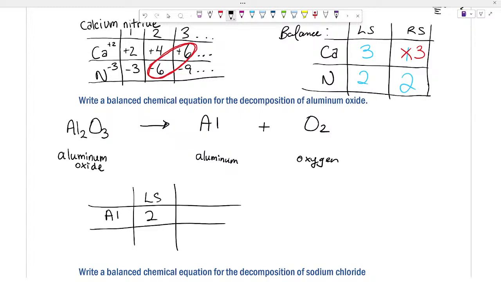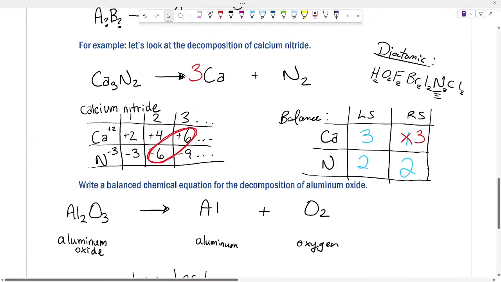We got 2. On the right, of course, we only have 1. We could fix that now, but I'm going to hold off because oxygen, how many on the left? Yep. And on the right? Yep, beautiful. Okay, so now we said that if you've got that stupid odd number that's not going to work nicely, what can you do with it?